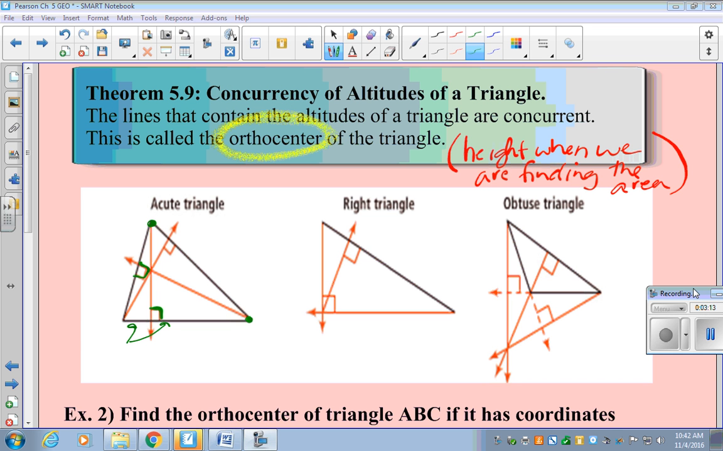On an acute triangle, the orthocenter is inside the triangle. On a right triangle, the orthocenter is on the edge of the triangle. And in an obtuse triangle, the orthocenter is outside the triangle. So orthocenter doesn't technically mean the center inside the triangle. It could be any of these 3 places.